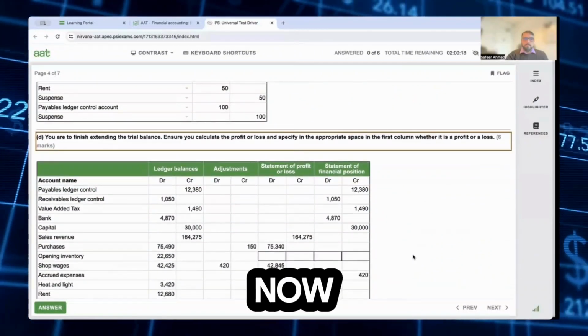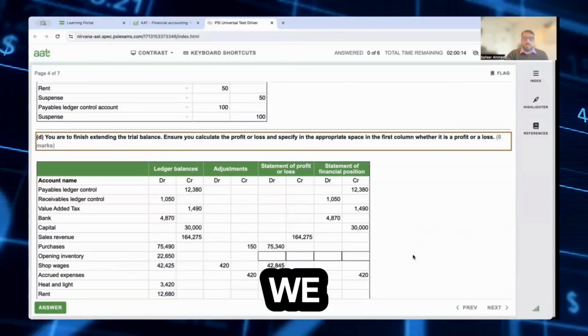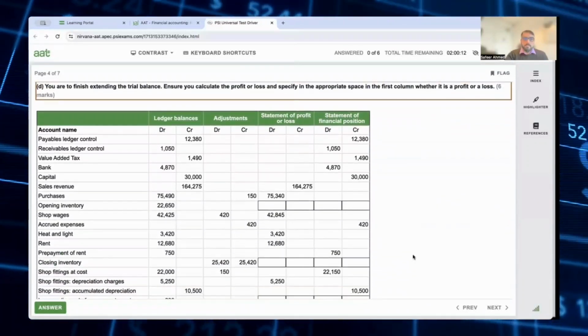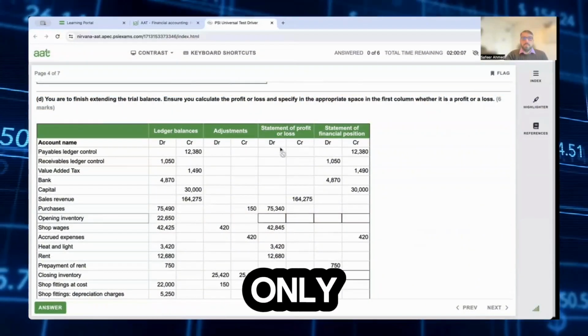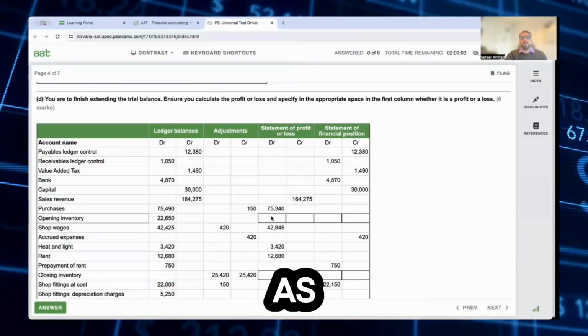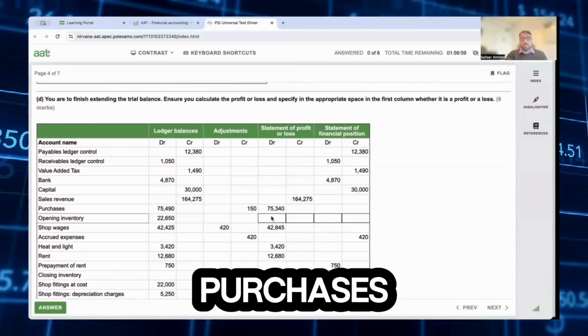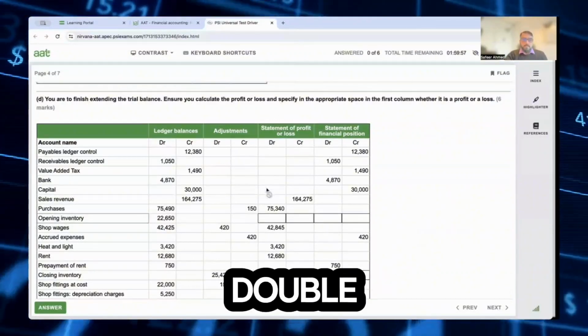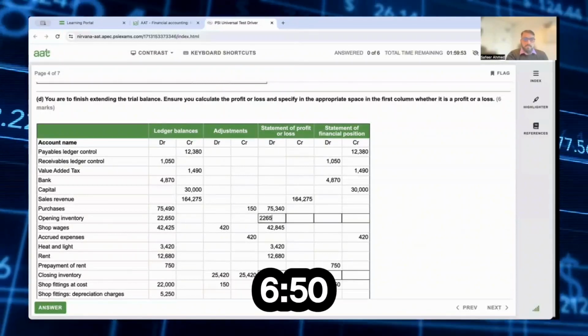Okay, now the final part of this task is some of the adjustments that we need to make. So opening inventory, as you know, only goes as part of your statement of profit and loss, as part of your cost of sales, basically opening inventory plus purchases, remember. So it will be debit side of the statement of profit and loss. That's 22,650.